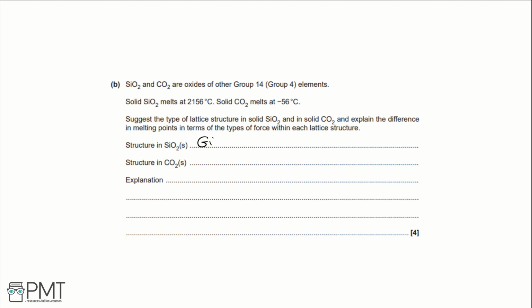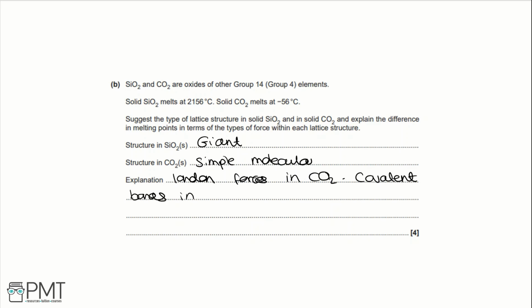The structure in SiO2 is a giant covalent lattice, and in CO2 it's a simple molecular covalent lattice. In CO2 you have London forces, and in SiO2 the covalent bonds are stronger than the intermolecular forces in CO2, or the London forces. And therefore more energy is required to break the covalent bonds in SiO2 than is required to break the intermolecular forces in CO2. That's why SiO2 has a much higher melting point than CO2, where it's got a negative melting point.